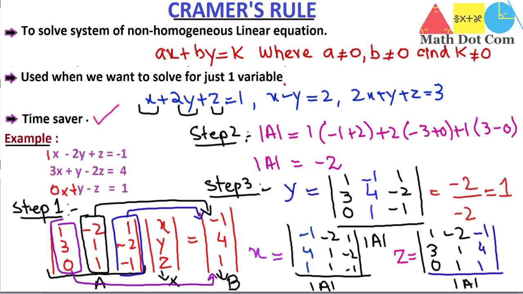So that's all from today's lecture. In the next lecture, we will see how we can use the echelon and reduced echelon form to find the values of x, y, and z, or the different variables. It depends on the variables given in the system of linear equations.